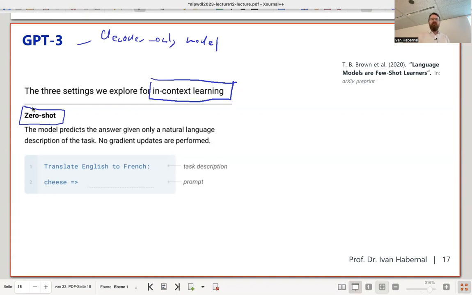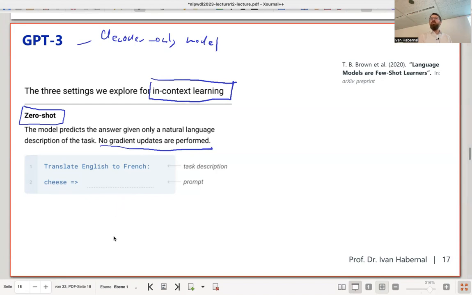So how it works is the model predicts the answer given only a natural language description of the task. No gradient updates are performed. So there's no training in the traditional way of the model. The model weights are kept as they are. And again, it's text in, text out. Everything is text in, everything is text out. You tell the model, translate English to French, cheese, and it should give you the answer.